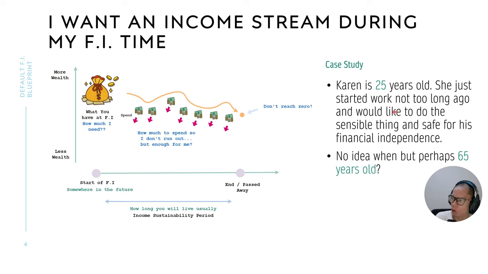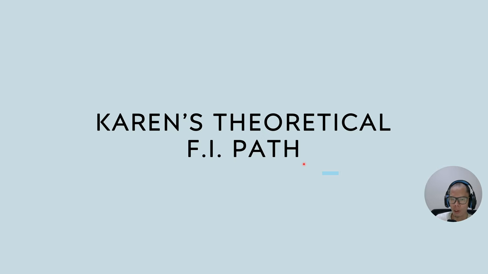She just started work not too long ago and would like to do a sensible thing and save for her financial independence. She doesn't have an idea when, and of course, like a lot of us, we do not know when. So a good milestone would be 65 years old, because that's roughly the traditional retirement age. Okay, so this would be Karen's theoretical FI path.